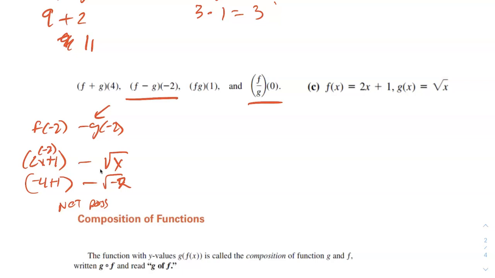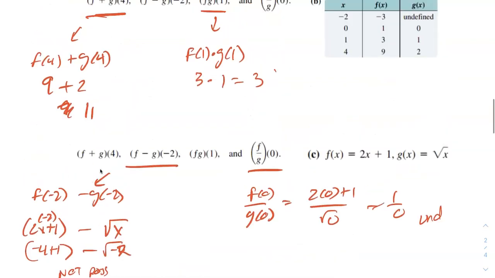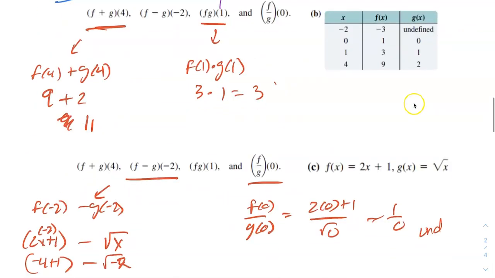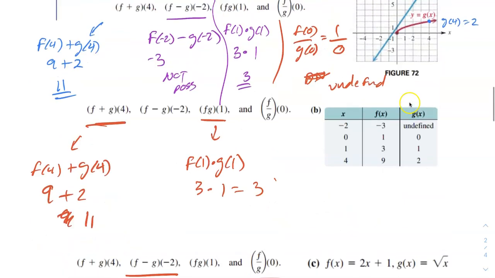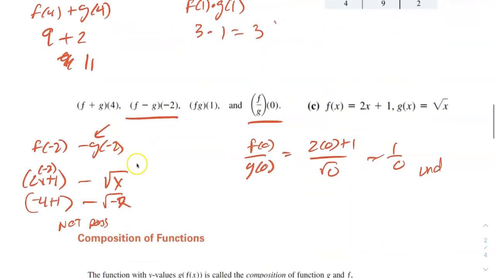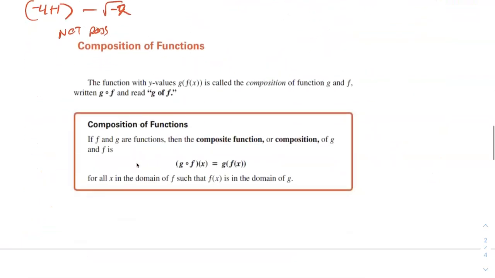f over g of 0. So we're going to do f of 0 over g of 0. So that's going to be 2 times 0 plus 1 over the square root of 0. And another one where we're dividing by 0, which you cannot do, so undefined. Oh, this was a graph. If we get the same answer, no duh. We have the same answer because it was a graph. That's why f of negative 2 was not possible. Should have seen that earlier.